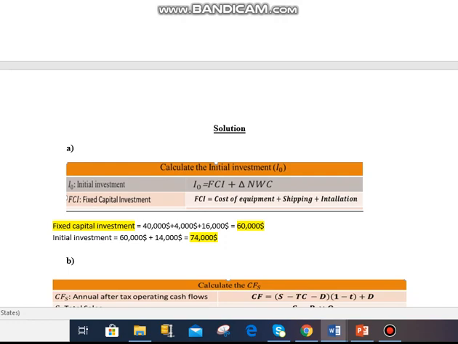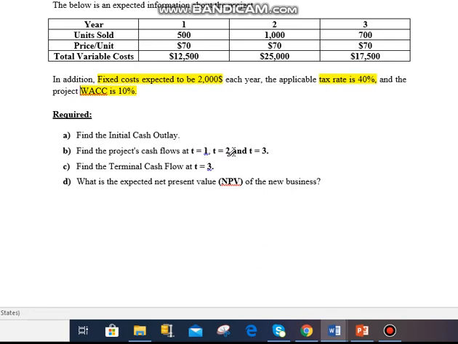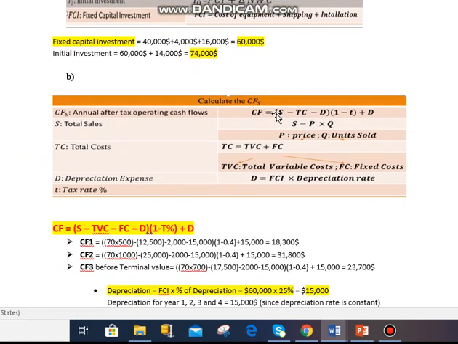In part B, we have to calculate the cash flows for years 1, 2, and 3. According to the formula, the cash flow equals the sales minus the total cost minus the depreciation, multiplied by 1 minus the tax rate, plus depreciation. We know that the sales equal the price per unit times the quantity sold, and the total cost equals total variable cost plus fixed cost, which is the total operating costs. And the depreciation is equal to the fixed capital investment times the depreciation rate.